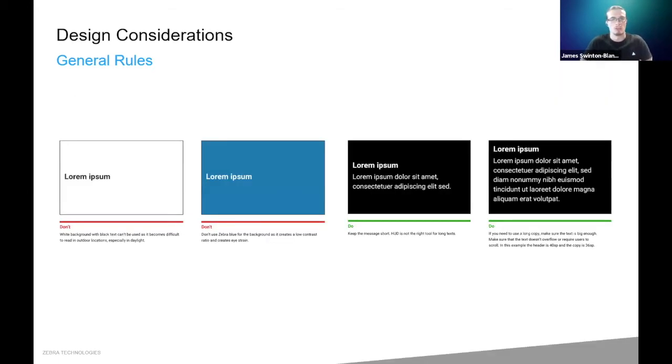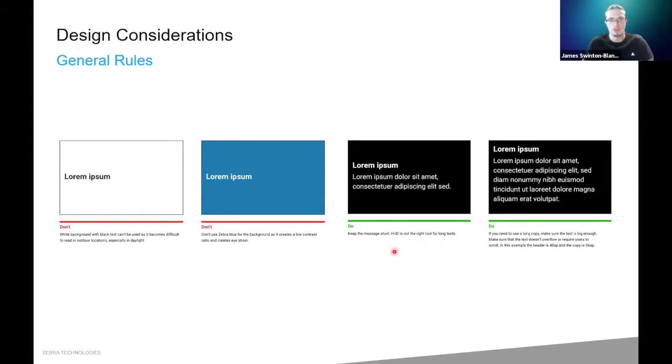So on this slide, I just have sort of a visual representation of the rules I've outlined on the previous slide. So the first two examples here are examples of things that you shouldn't do. So black text on a white background is, we recommend to avoid it. It's going to be hard to see that outdoors, and it also increases battery consumption fairly significantly. And then again, using blue as the background, we advise against due to the low contrast ratio and the potential to cause eye strain. These two examples on the right-hand side then are examples of well-designed screens.